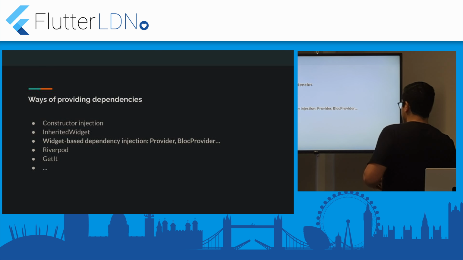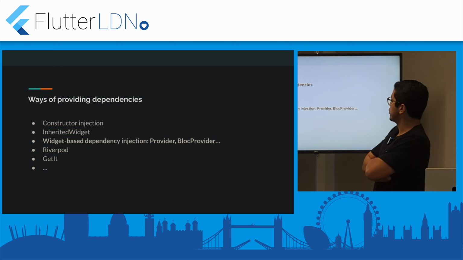Okay, so some ways of providing dependencies in Flutter. First one is constructor injection, as we saw. Even if we use other ways, even if we use tools, we are going to use constructor injection, that's very useful. It's widespread, and it's something that we should use actually.